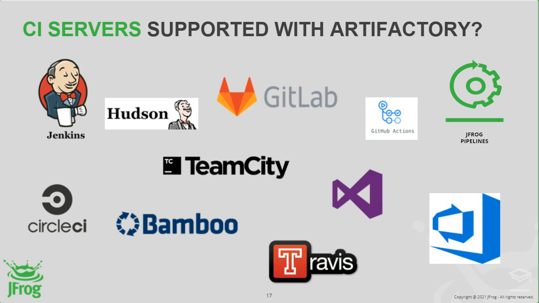We support integration with multiple CI servers. Of course, JFrog Pipelines, which is our CI/CD solution, is integrated natively with Artifactory, but also Jenkins, TeamCity, GitHub Actions, and so on. And even if you're not seeing a CI server that exists here, it doesn't mean that we don't support it. And anyhow, with the JFrog CLI, you could basically integrate every CI process with Artifactory.